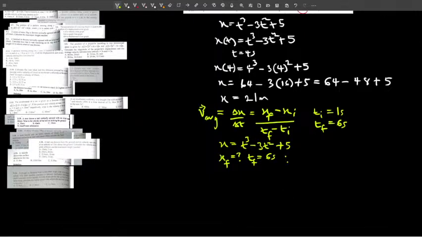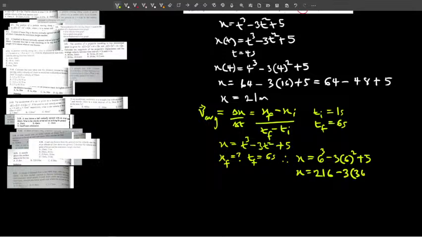Okay, so let's solve that. x will be equal to, wherever you see t, put 6. That will give me 6 raised power 3 minus 3 into bracket 6 raised power 2 plus 5. 6 raised power 3 should give me 216 minus 3 into bracket 36 plus 5. So when you solve that, 216 minus 108 plus 5 gives 113 meters. So this here is xf.